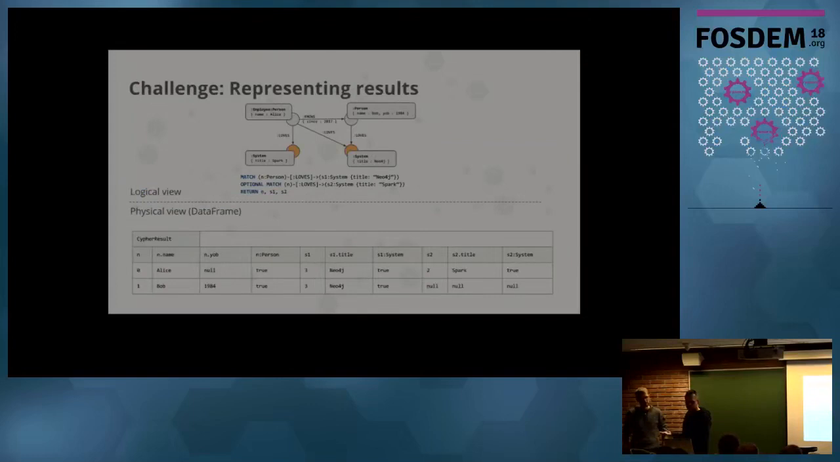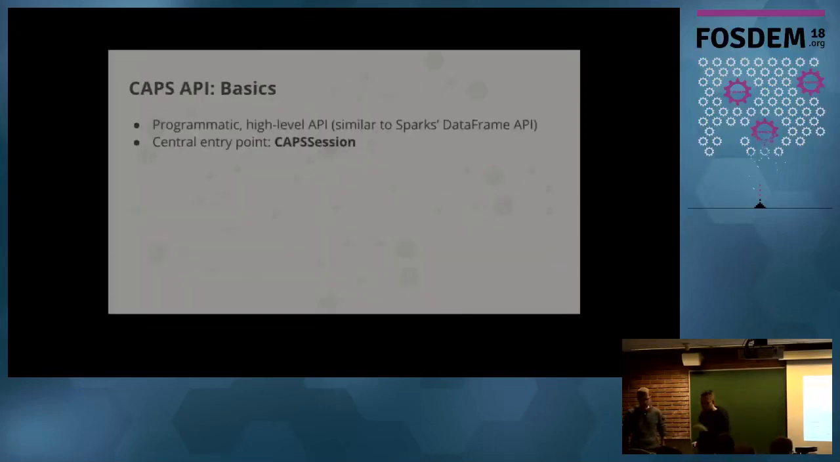Okay, and when you finish a query, you have, of course, the result available, which is again a data frame, which we call a Cypher result, where each row represents one result. So in that case, we wanted to return the user and the 2 systems. So for example, Alice here, as you can see, loves Spark and Neo4j, and Bob only loves Neo4j. So the rest of the row here is filled up with null values.